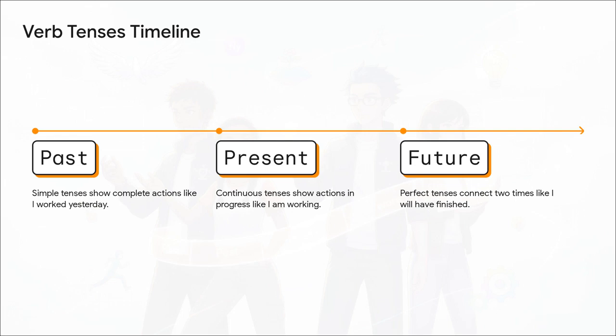And finally, we've got the perfect tenses. These are super fascinating because they actually bridge 2 entirely different time periods together. They show that an action is completed before another time or event, like saying, I have finished my work, so now I'm free. It's almost like a time machine for grammar.